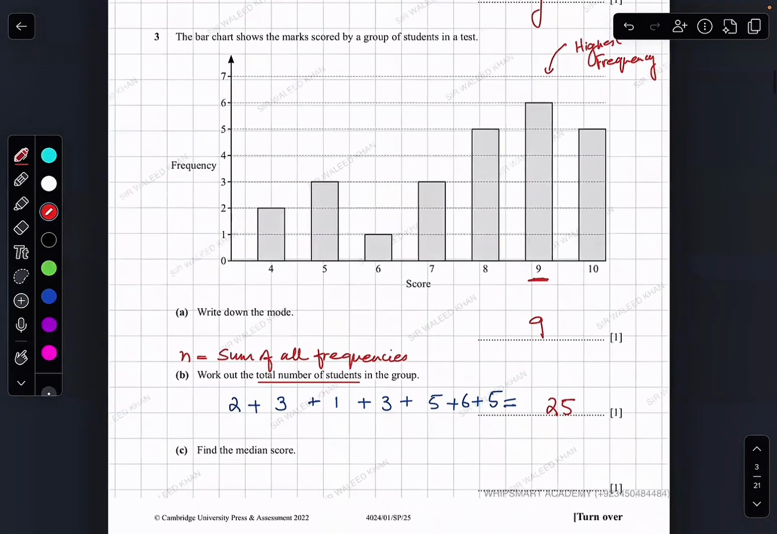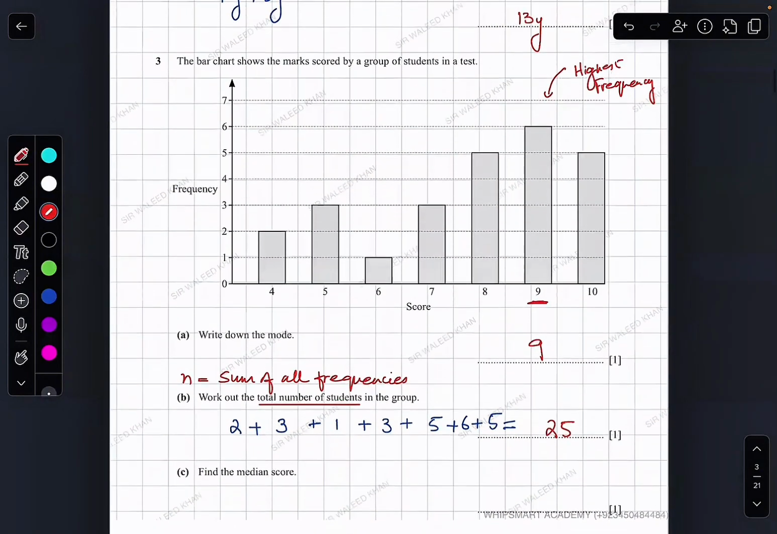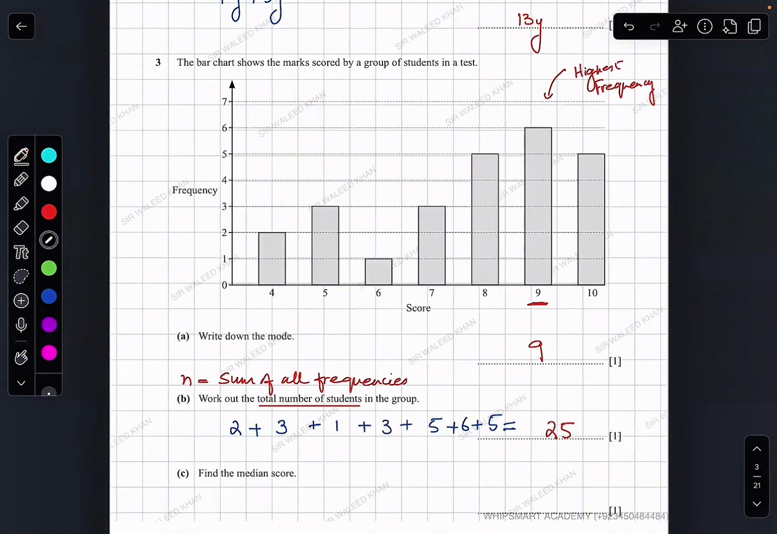Find the median score. To find the median score, because it's a grouped form of data, it's not raw data, इसमें हमें frequency and score दिया हुआ है on the graph. We will be preferring this formula, n plus 1 over 2. Just as I have discussed, n is the number of all frequencies.